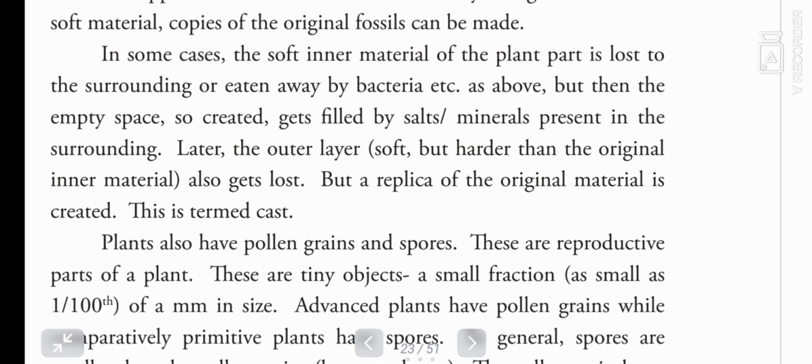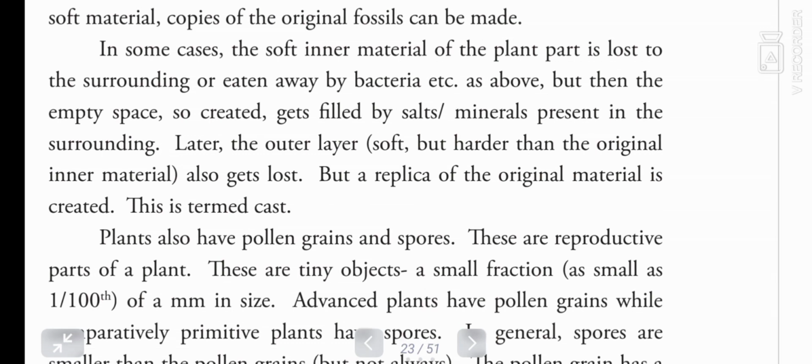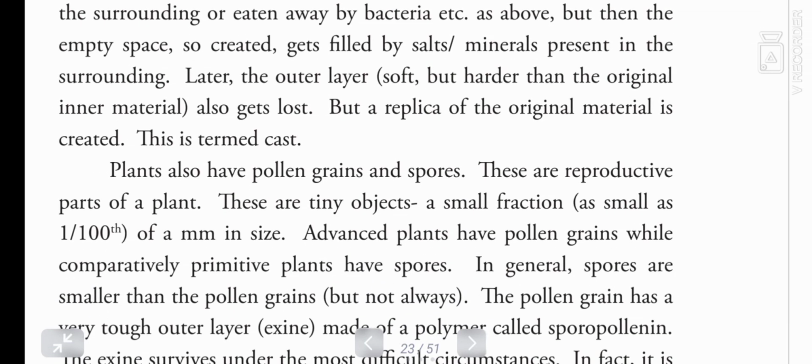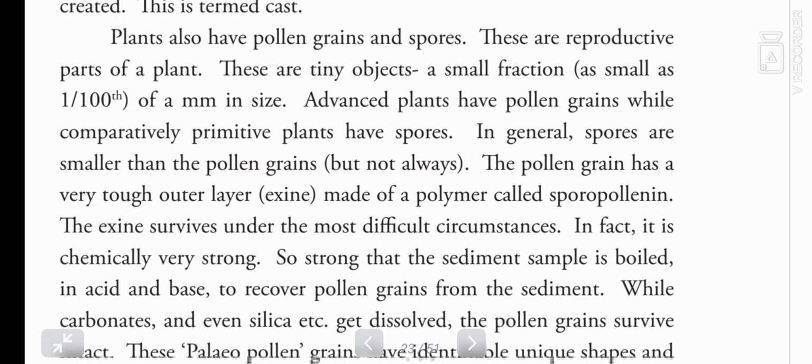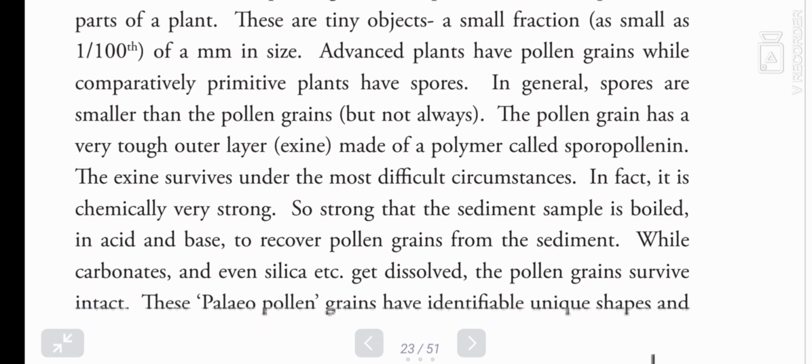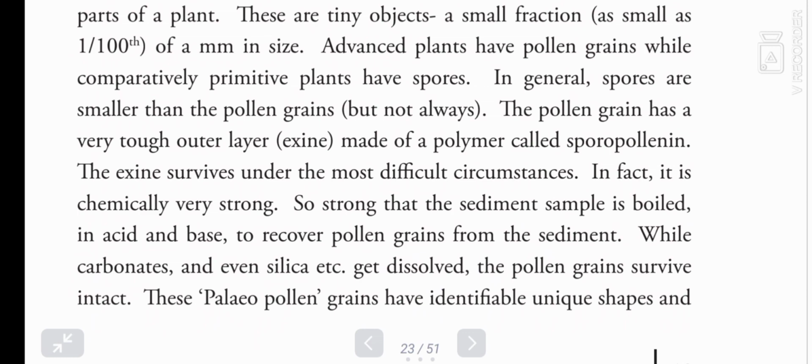Plants also have pollen grains and spores. These are reproductive parts of plants. These are tiny objects, some as small as 1 by 100th of a millimeter in size. Advanced plants have pollen grains while comparatively primitive plants have spores. In general, the spores are smaller than the pollen grains but not always.